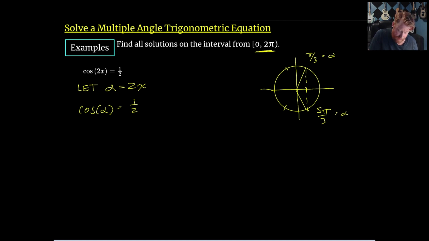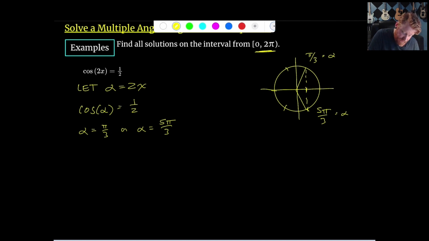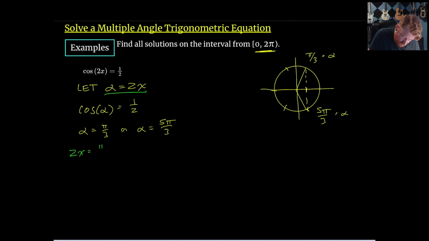I'm interested in x. So I've got now that alpha is equal to pi over 3, or alpha is equal to 5 pi over 3. But what I want to solve for is x. So let me substitute back and write this as 2x equals pi over 3, or 2x equals 5 pi over 3. And if I divide both sides by 2, I get x is equal to pi over 6, or x is equal to 5 pi over 6.